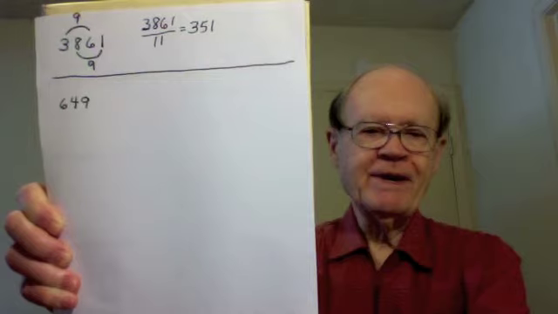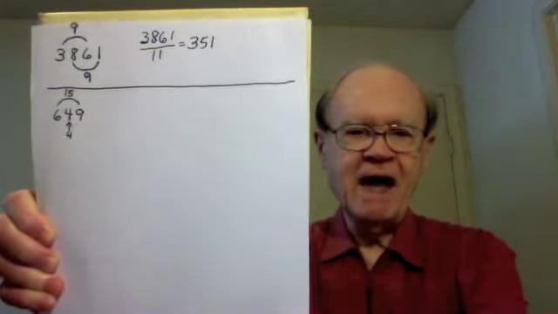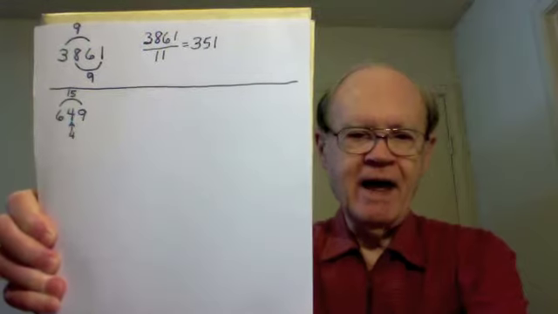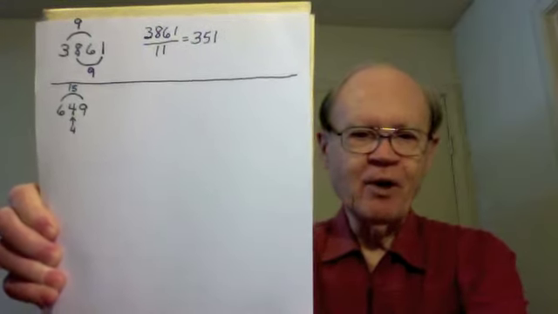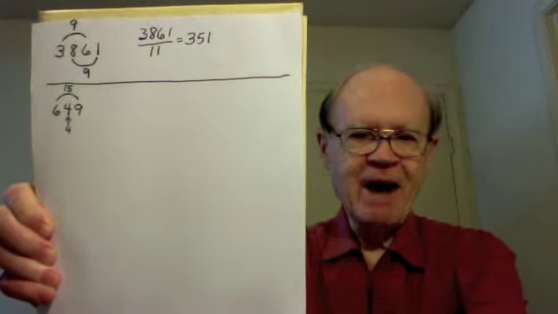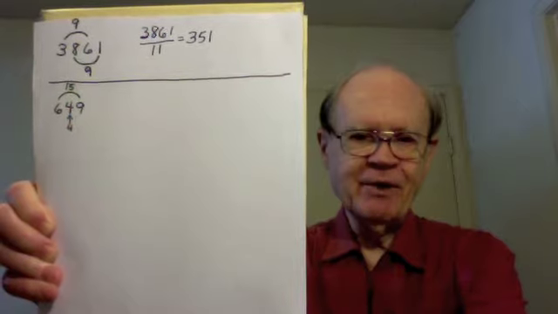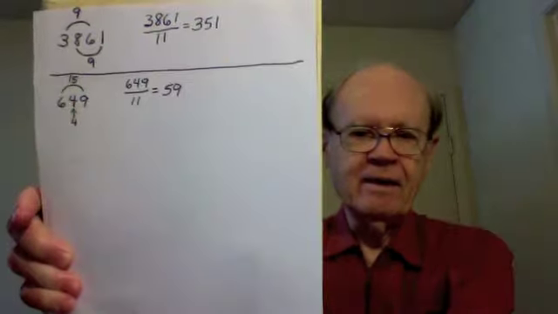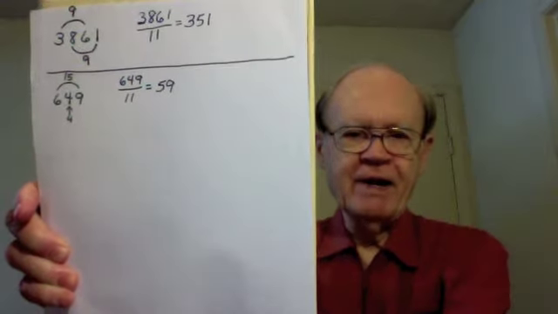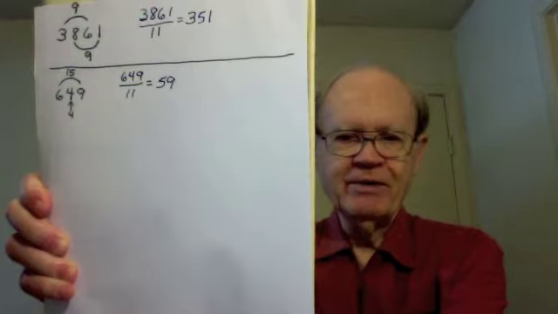Now consider the three-digit number 649. 6 plus 9 is 15, and that middle 4 stands alone. It's only 4. Well, 15 doesn't equal 4, but 15 minus 4 is 11. That means that 649 is divisible exactly by 11. And indeed, 649 divided by 11 is exactly 59 with no remainder.